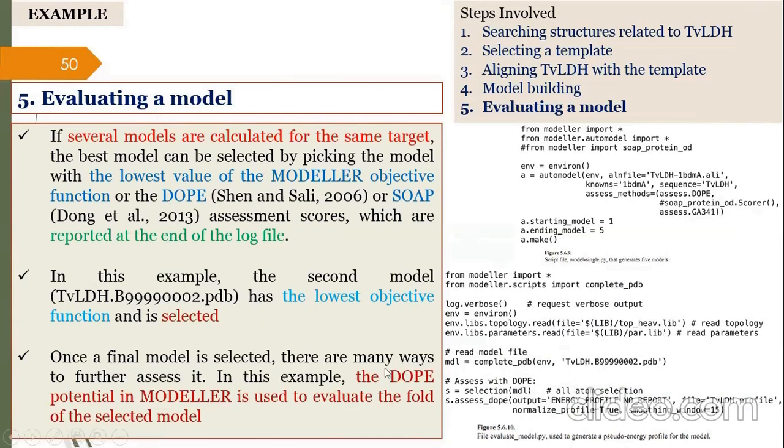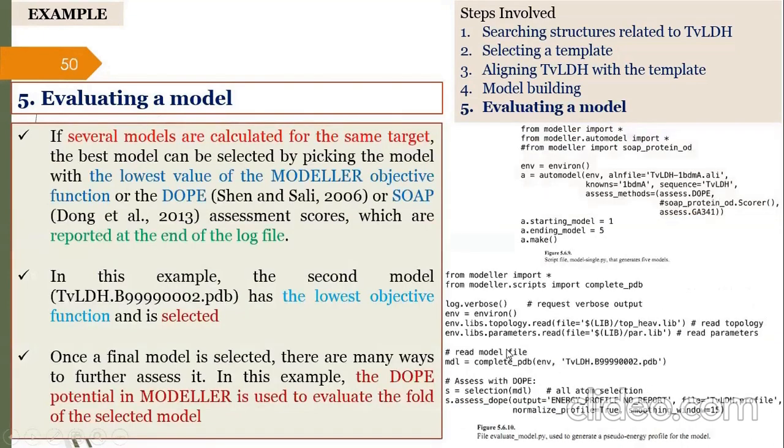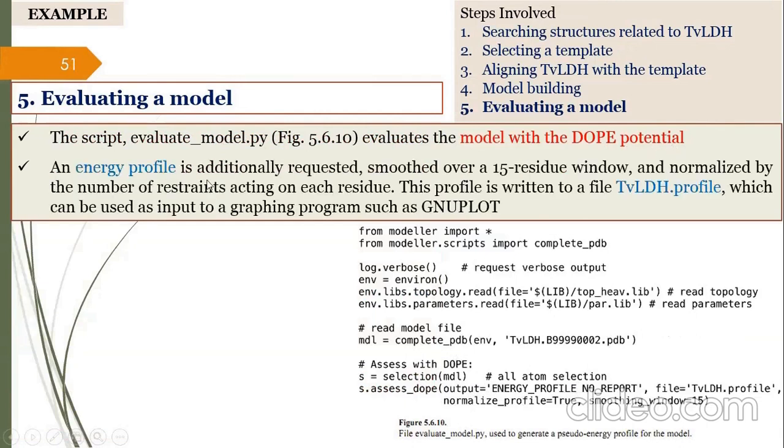Once a final model is selected, there are many ways to further assess it. In this example, the DOPE potential in the modeler is used to evaluate the fold of the selected model. So we can evaluate the fold of the models as well. So here now, which structure is being selected? The second model is being selected based on DOPE score, GA score, and the other value like the objective function. And the script evaluates the model with the DOPE potential and energy profile. So this is important. Class, please try to understand this.